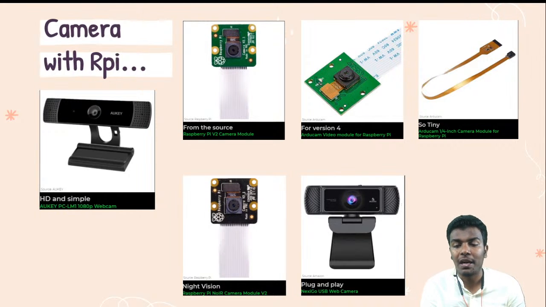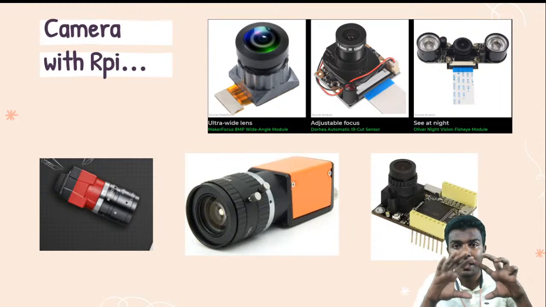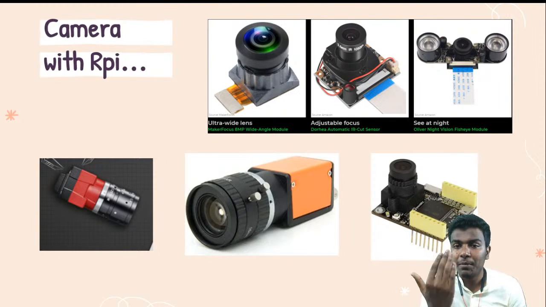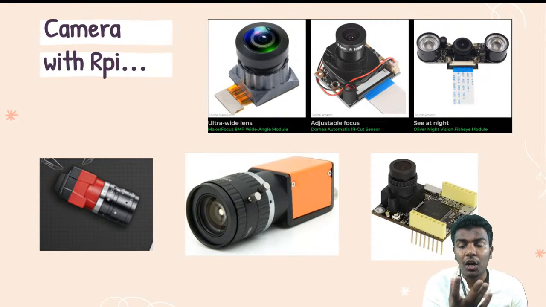Raspberry Pi Noir camera version 2, the plug and play Nexigo USB webcam, and other kinds of cameras such as ultra wide lens. If you want wider classification or a wider application, you can go for this ultra wide lens, the 8 MP wide angle cam module, the automatic eye cut sensor, and the night vision camera. So there are a lot of cameras.